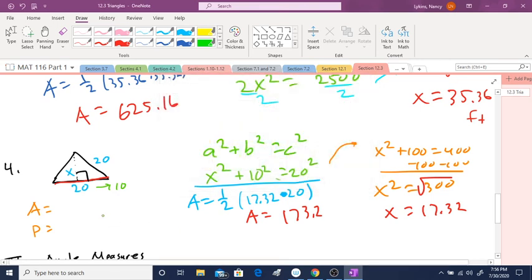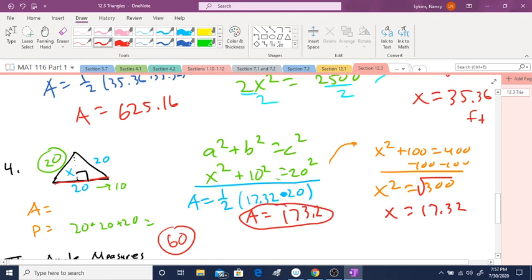And to finish up the perimeter, if this is 20 and this is 20, then this also has to be 20. So the perimeter is going to be 20 plus 20 plus 20, which gives you 60. So my perimeter is 60. My area is 173.2. And the side, or in this case, the height, would be 17.32.